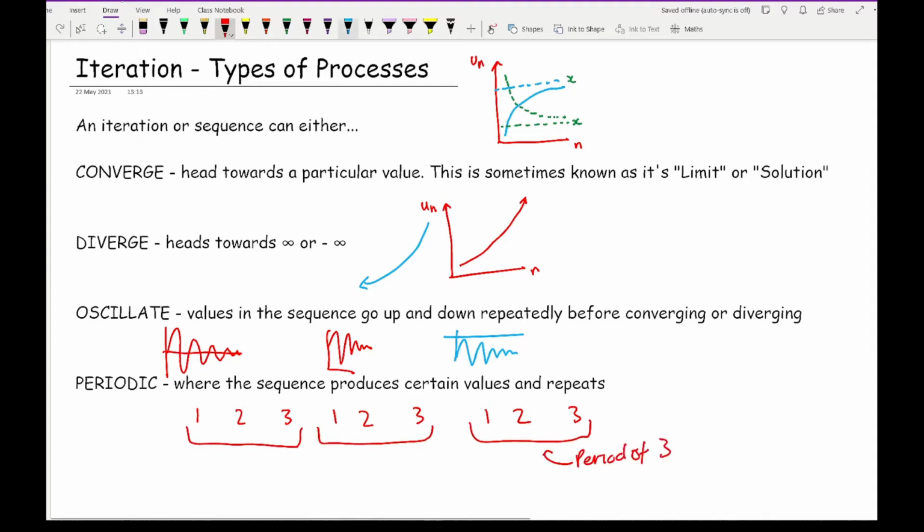Like so. So if I had a sequence that went 1, minus 2, 1, minus 2, 1, minus 2, then again this would be a periodic sequence or iteration, and that would have a period of 2 because there are 2 numbers in the repeated pattern.